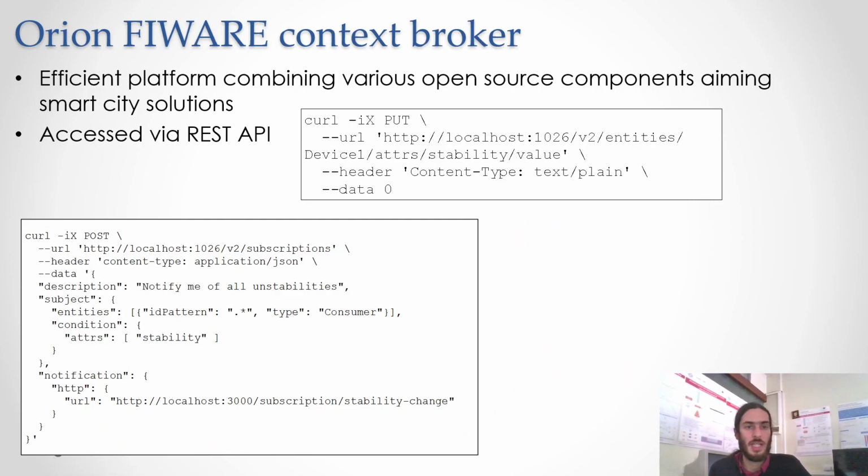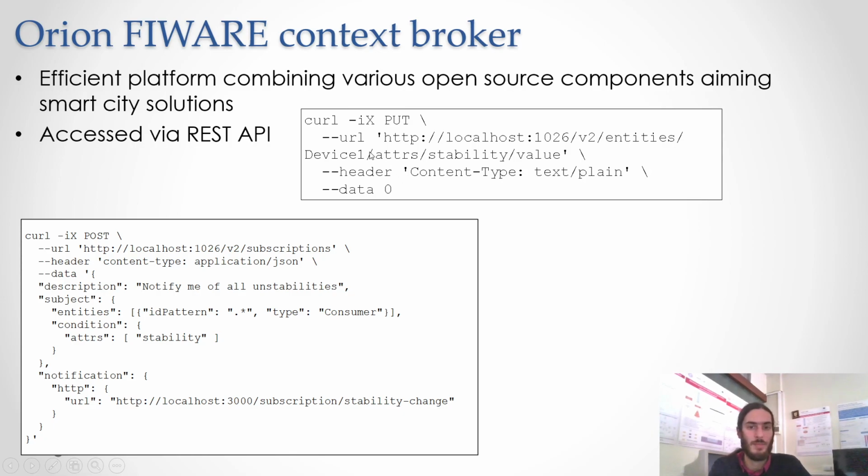Here, on the other side, we have integration with Fever Context Broker, which is an efficient platform combining various open source solutions for smart cities and can be accessed via REST API. Here, in these two listings, we can see how actually the flow of communication of IoT devices would occur. So each time some event occurs, we have the first type of request where some data is modified or inserted. In this case, the stability of device can become zero.